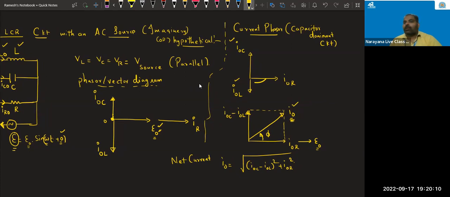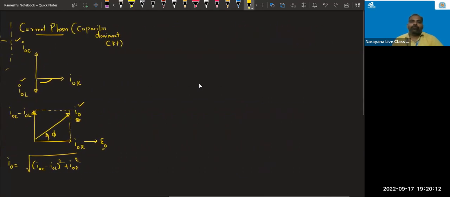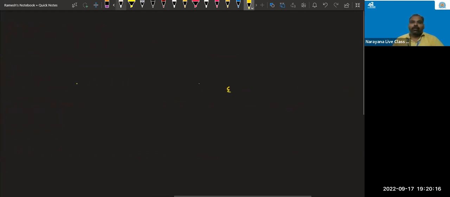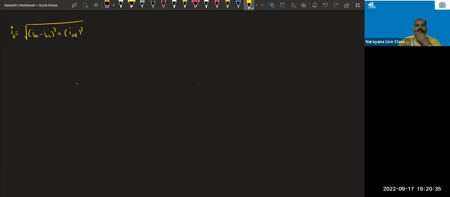Finished? Okay. So now, everyone, tell me what is the net current. Tell me what is the net current coming out of the cell? Under root of I0C minus I0L whole square plus I0R whole square.